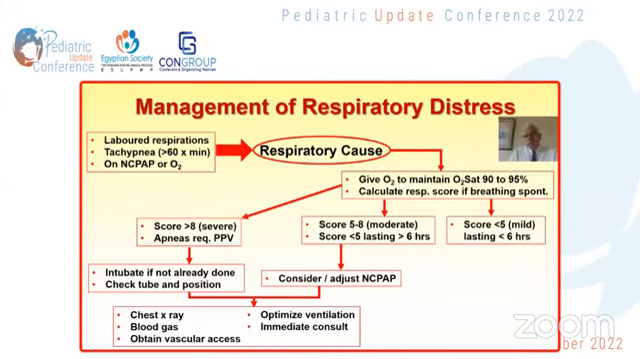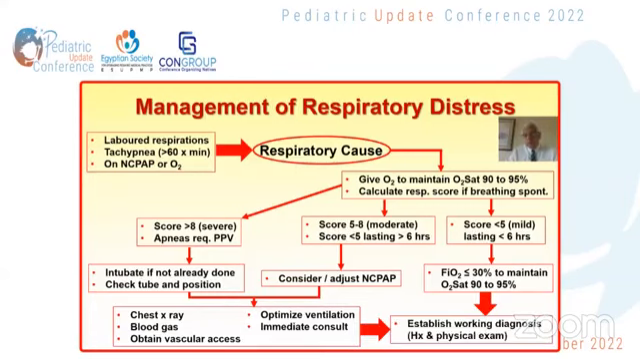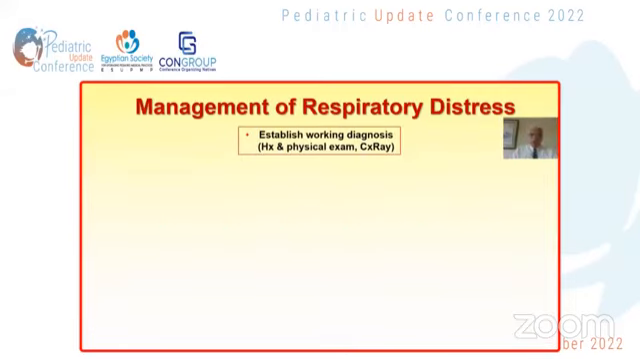If the score is less than 5 or mild, lasting less than 6 hours, and the baby is requiring less than 30% oxygen to maintain the sats between 90 and 95, then you could wait and just try to see if you can establish a working diagnosis using the history and physical examination and the chest x-ray. Then you try to give a specific treatment for the condition you're dealing with.